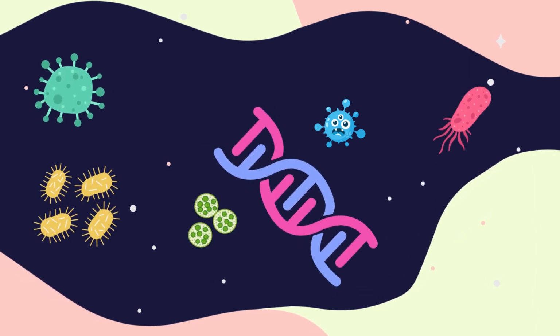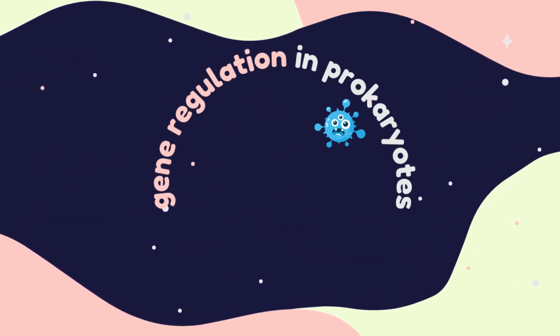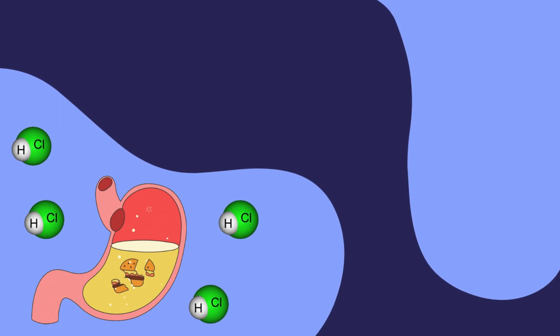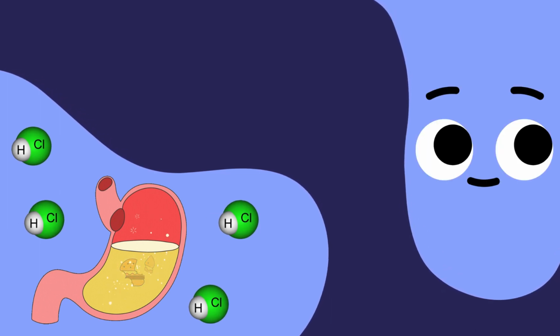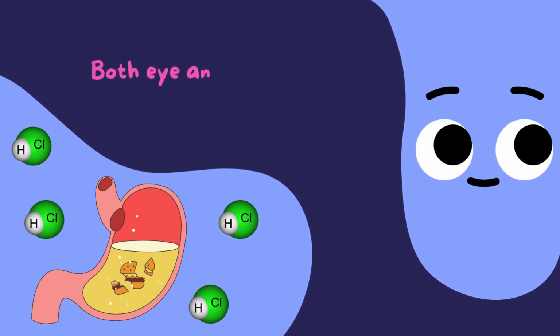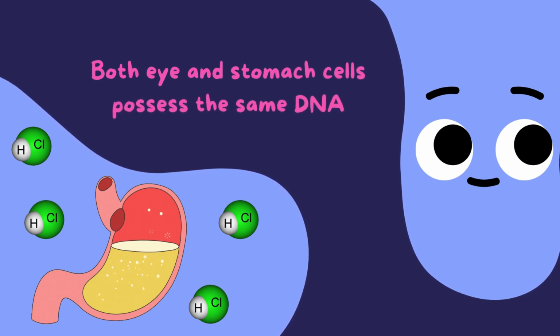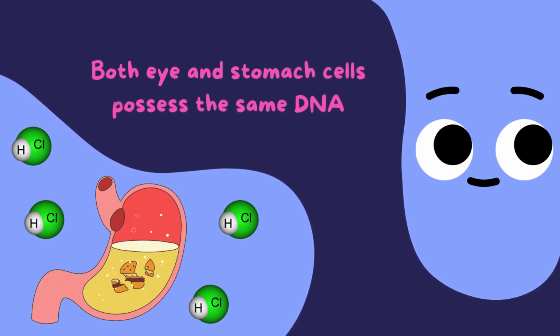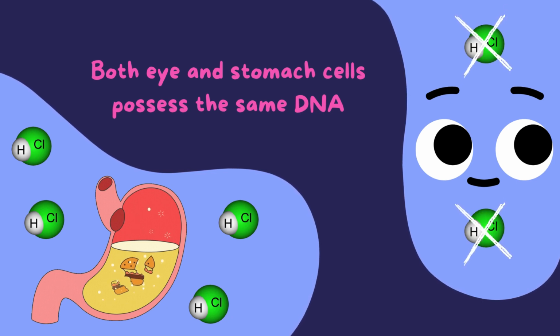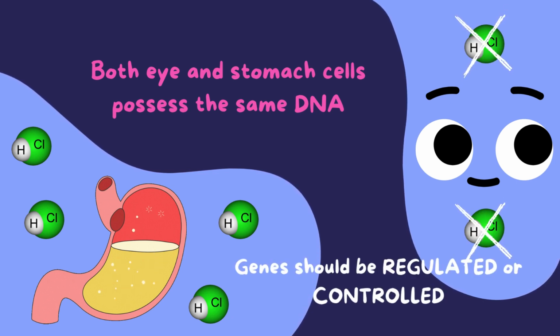Hello, for today we'll be talking about gene regulation in prokaryotes. Our stomach cells produce hydrochloric acid to break down food, but this does not happen in eyes. Despite this, both our eye and stomach cells possess the same DNA, which is present in all cells throughout the body. However, certain portions of this DNA need to be regulated in order to prevent the production of hydrochloric acid in eye cells. In this case, genes should be regulated and controlled.